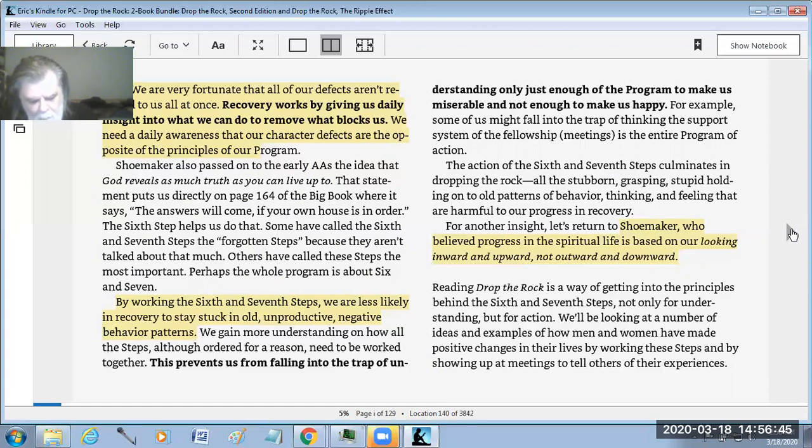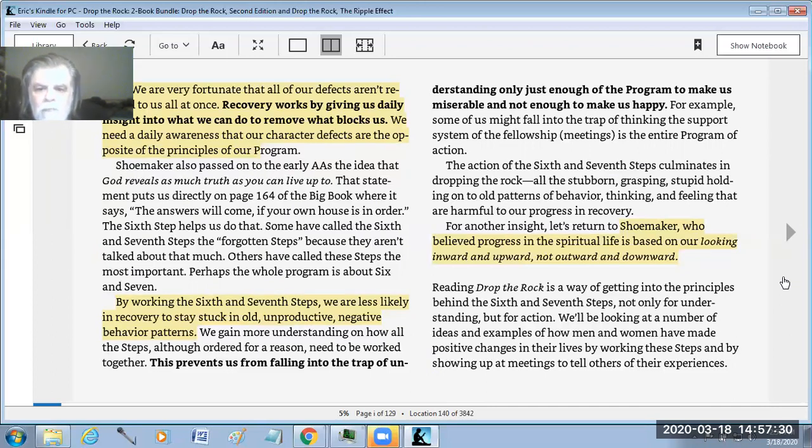For example, some of us might fall into the trap of thinking the support system of the fellowship meetings is the entire program of action. The action of the 6 and 7 steps culminates in dropping the rock: all the stubborn, grasping, stupid holding on to old patterns of behavior, thinking and feeling that are harmful to our progress in recovery. For another insight, let's return to Shoemaker, who believed progress in the spiritual life is based on our looking inward and upward, not outward and downward. Reading Drop the Rock is a way of getting into the principles behind the 6th and 7th steps, not only for understanding, but for action.